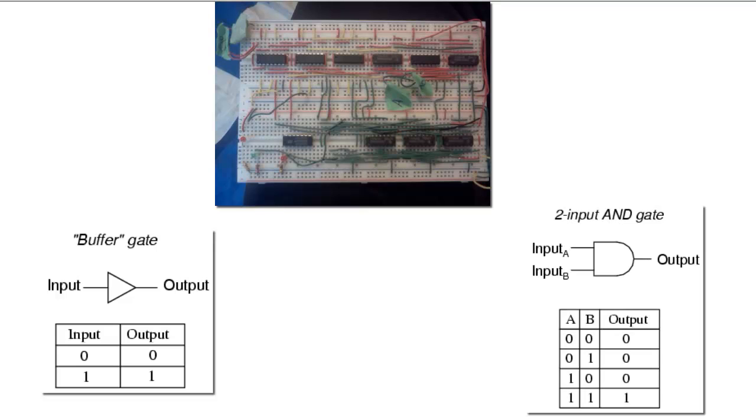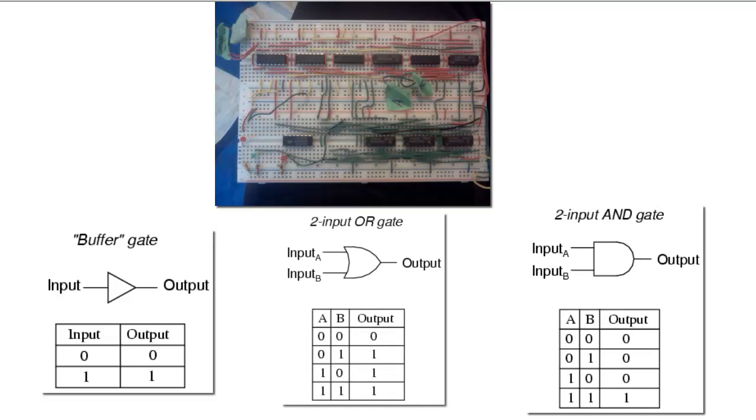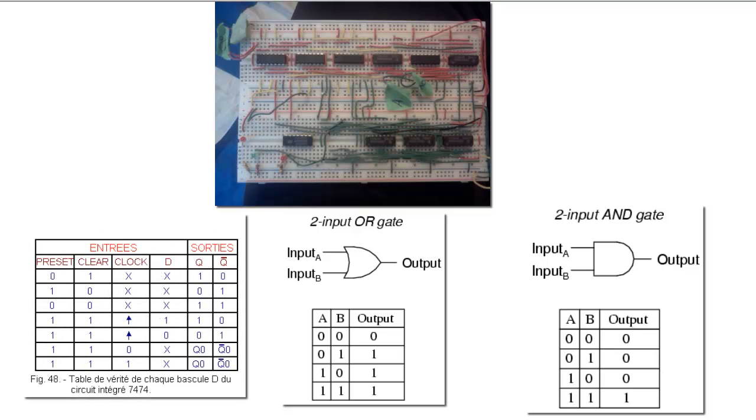We have 1 NOT 7404 chip, 5 AND 7408 chips, 1 OR 7432 chip, and finally a new one that is used as a commercial D flip-flop, a 7474 chip.